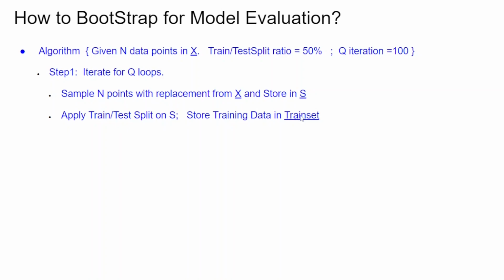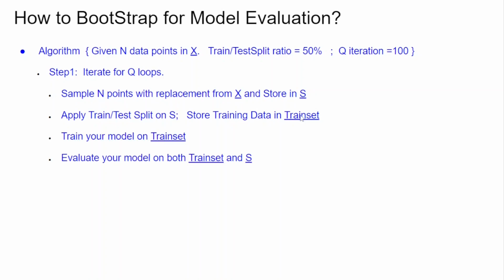Store the training data, train on my training data, and evaluate my model on the test set. Evaluate my model first on the test set, and then on S, which is the overall data set. Store the results in a list. So I would have some evaluated data. I do 1 minus the evaluation data for both my training set and my overall set. When I do 1 minus, it basically gives me error. That's why I'm doing 1 minus.